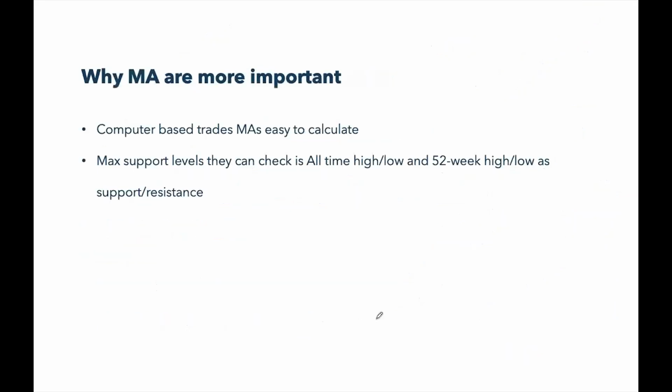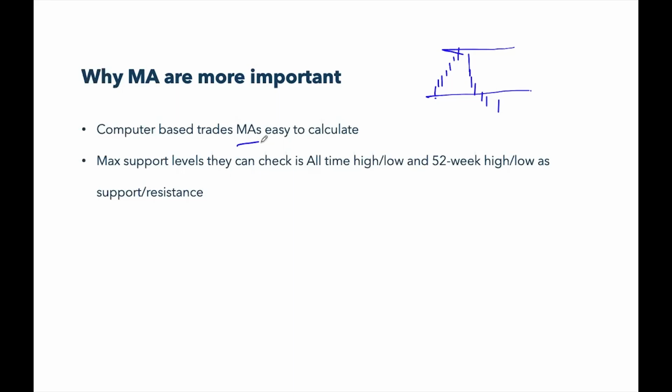All right. And in the case of stop loss, why are moving averages important? As I just mentioned, there is a lot of algo trading that happens in NSE. Computers are doing the trading on a daily basis. Calculating different support levels is relatively difficult for computers, but calculating a moving average is very easy. So most support levels are usually maintained by computer trades on moving averages.